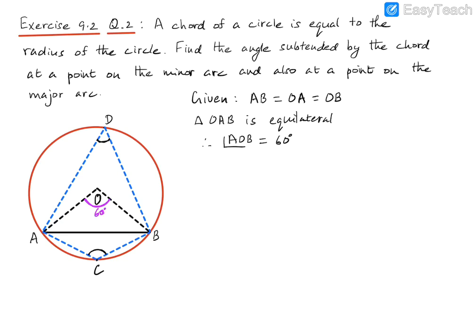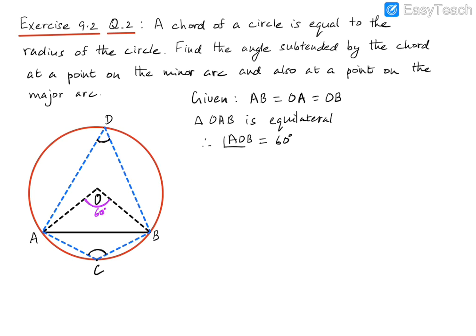Now that we know the angle at the center of the circle, we can find the angle at a point on the circumference of the circle. And we know from the theorem that the angle at the center of the circle is twice the angle at the circumference of the circle, which lies in the same direction. So the first thing we'll find is the angle subtended by the chord at a point on the major arc, which is the angle ADB.